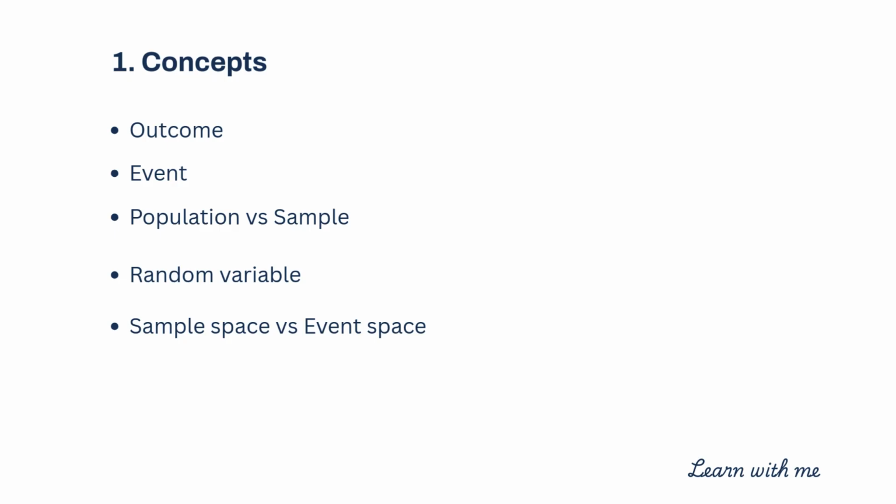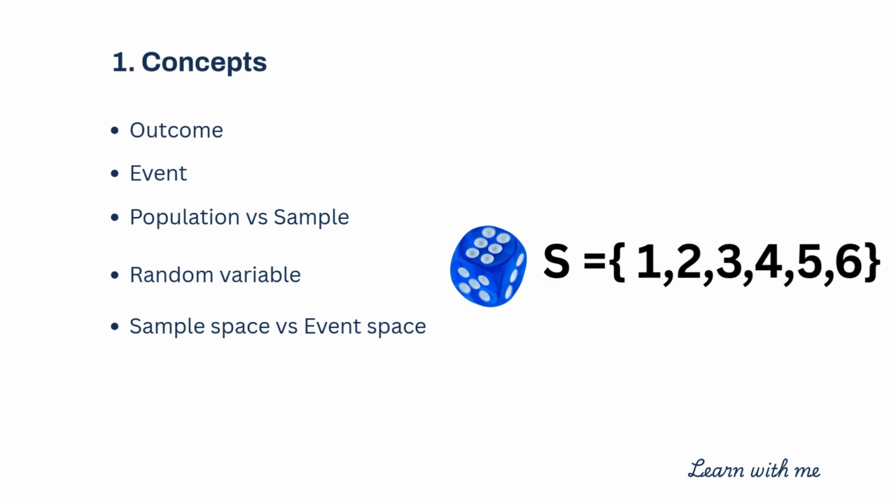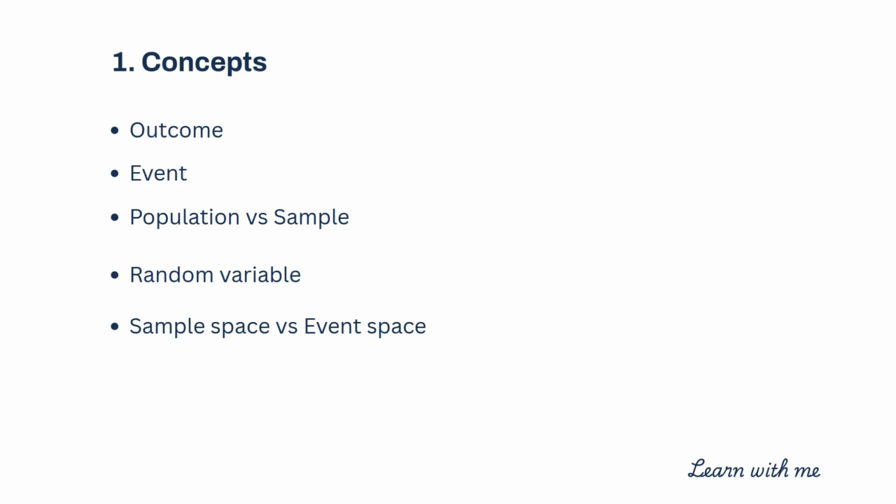Sample space is just all the possible outcomes of an experiment. For example, if we roll a standard 6-sided die, the sample space S equals 1, 2, 3, 4, 5, 6. The event space refers to the set of all possible events that can occur, based on the sample space. Each event is a subset of the sample space, and the event space is the set of all those subsets.